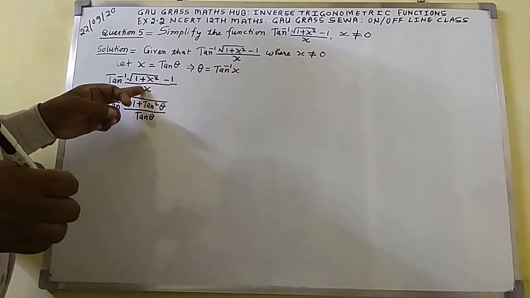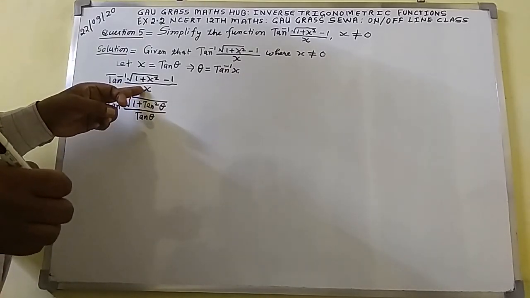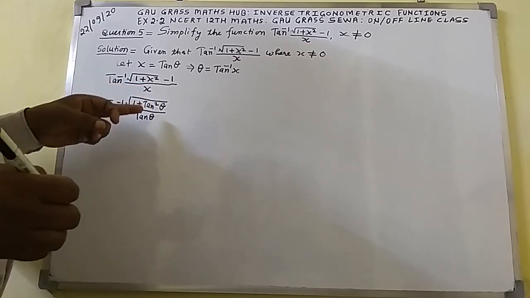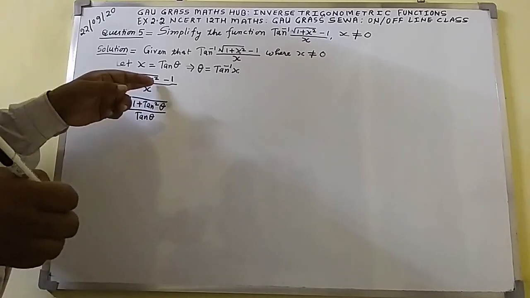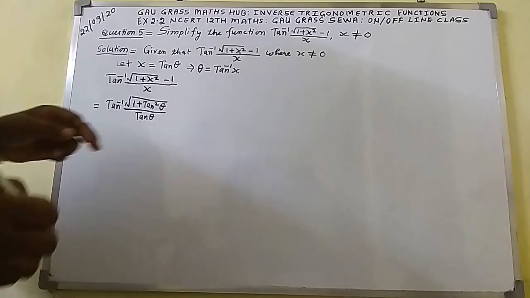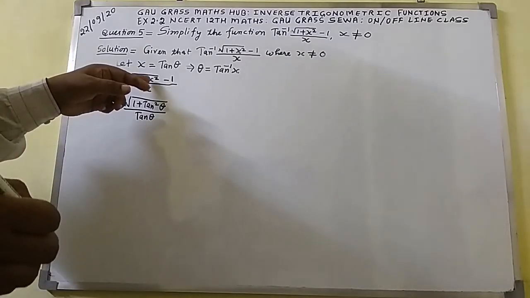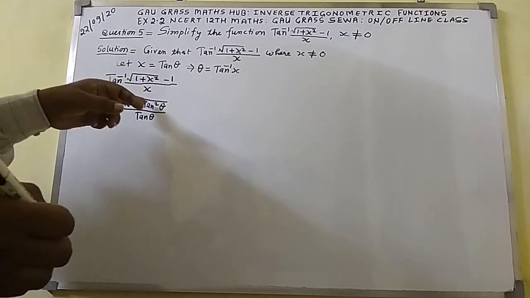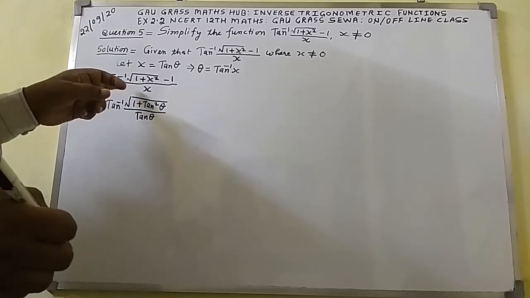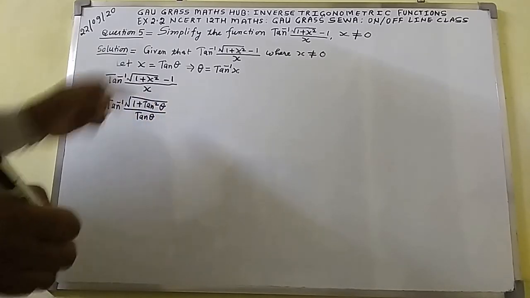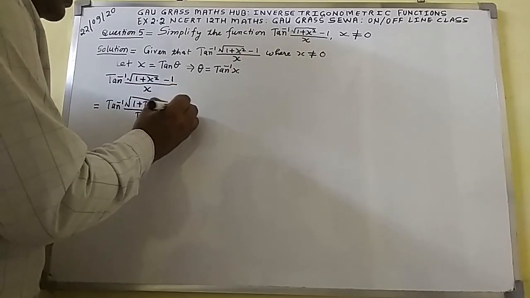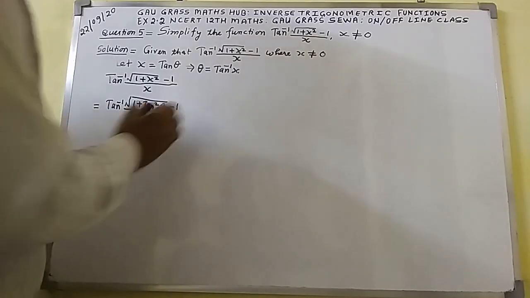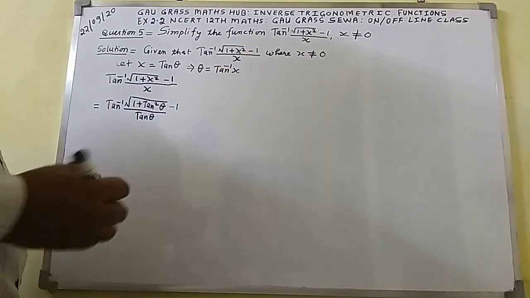In place of x, here I shall write tan theta. Here also x square is given, so in place of x, I shall write tan theta. It will become tan square theta. Under root 1 plus tan square theta, and here you can write minus 1, because minus 1 is given.